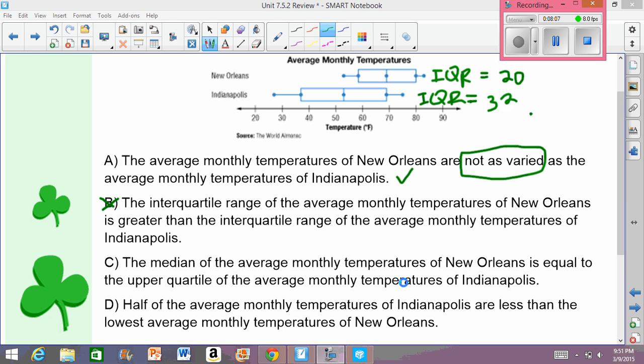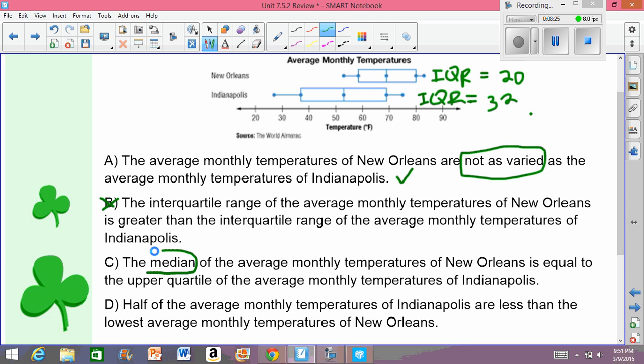Let's look at C. The median of the average temperature of New Orleans is equal to the upper quartile range of the average temperatures of New Orleans. So let's talk about it. Our median that's here, remember the median is inside your box. So here is our median for New Orleans right here. And it says is equal to the upper quartile or average monthly temperature of Indianapolis. So remember, this is our upper quartile. If we look, they look like they're in the same place.